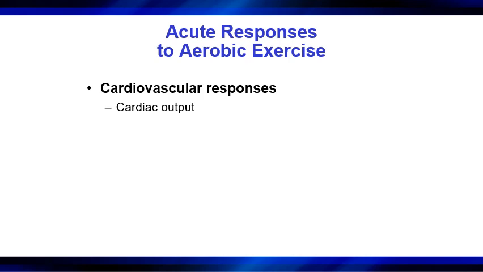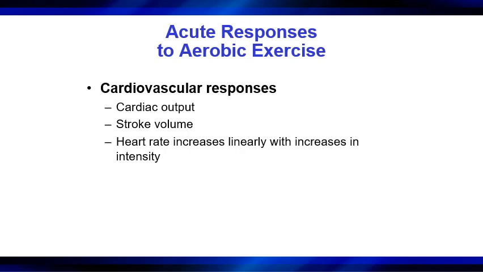Now, if you go out and do more of a maximal exercise, your cardiac output could increase to almost 4 times your resting level. So again, it's all intensity dependent. Your stroke volume, your end diastolic volume, is going to increase significantly. And also at the onset of exercise, sympathetic stimulation, the sympathetic branch of your nervous system, is going to cause an increase in stroke volume as well.